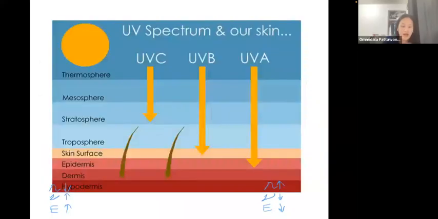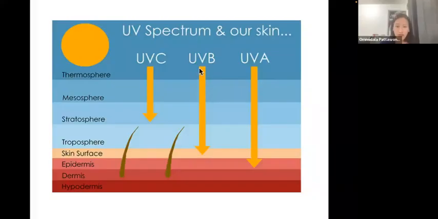Now, if you look at how UV light gets through to our Earth, because of the high energy of UVC, it can break the bond of oxygen molecules and other gas molecules as well. Therefore, UVC will be absorbed by all the gases in the upper atmosphere, so it will not be able to get to the Earth's surface.